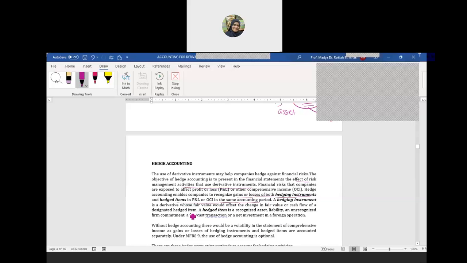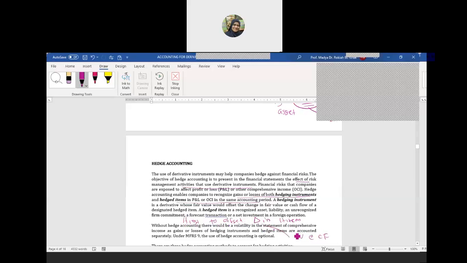The hedging instrument is a derivative whose fair value will offset the changes in the fair value or cash flow of the hedged item. So we use the hedge instrument to offset changes in the hedged items. Changes here refer to the changes in fair value or cash flow of the hedged items.